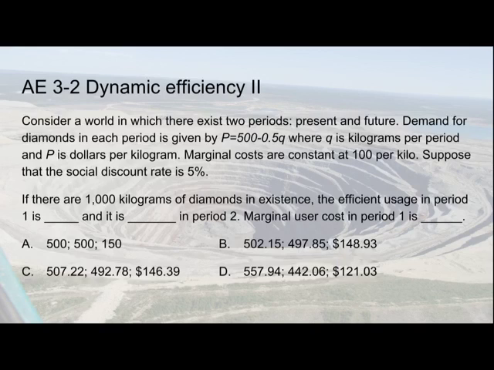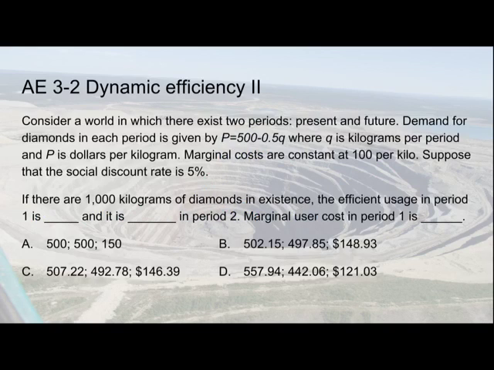Here's just a reproduction of the slide from class of the first scarce resource problem we did. And they all pretty much look the same. Notice a few things. This is our two-period model. The demand in each period is the same at P equals 500 minus 0.5 Q. That's the willingness to pay. Marginal costs are constant at $100 per kilogram, and the discount rate is 5%. So that's the case we're doing. Oh, we need one more piece of information. There are 1,000 kilograms of diamonds in existence.